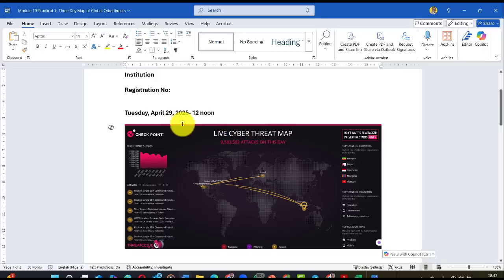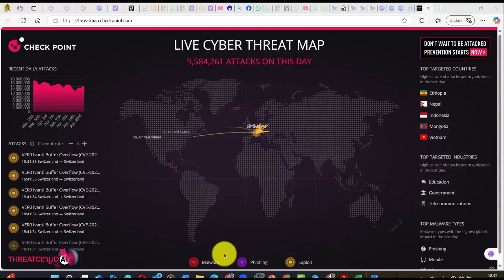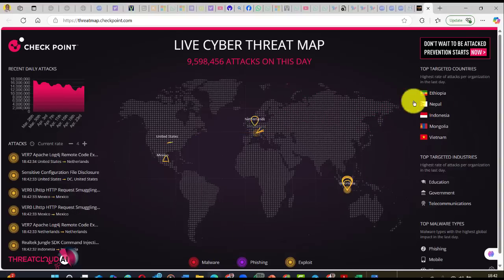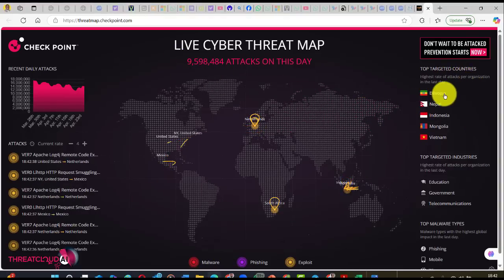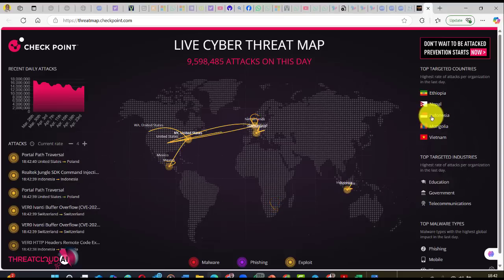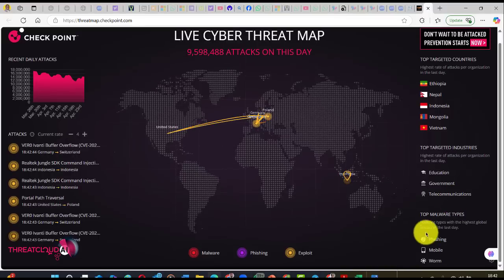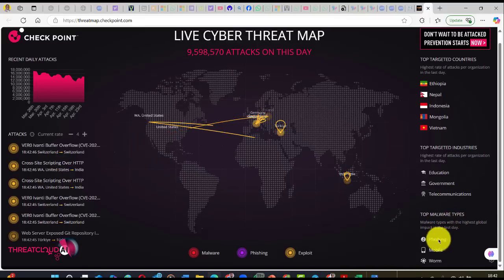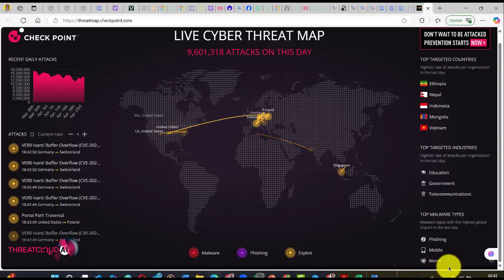Then let's assume that you can see how the map looks. Very nice. So what are we going to be reporting? Let me show you. You are going to be reporting the number of attacks. You are going to report the top targeted countries: Ethiopia, Nepal, Indonesia, and all that. Top targeted industries, we'll report that one. And then top malware types. Yes, phishing as number 1, mobile is number 2, and the worm number 3.